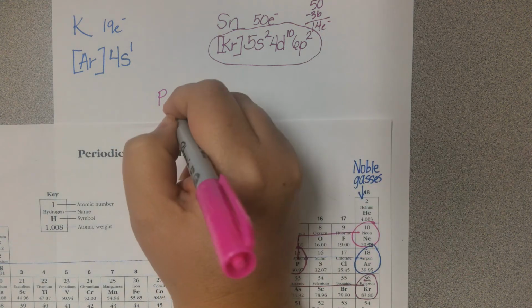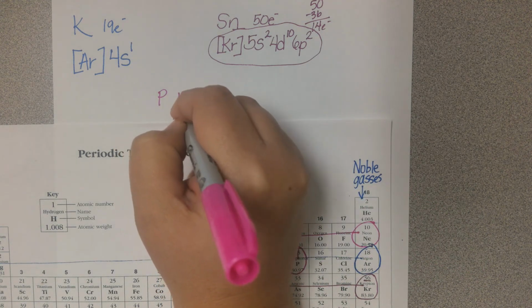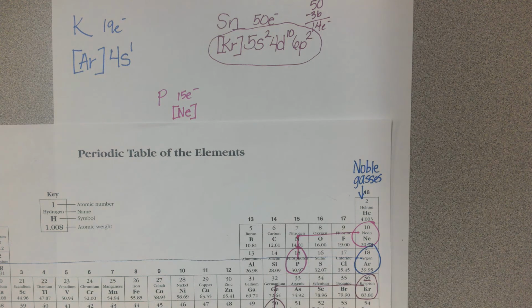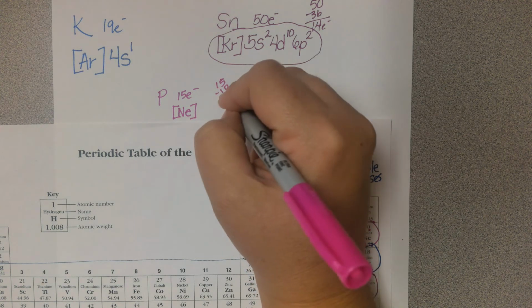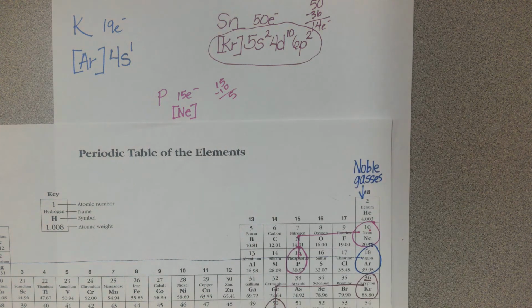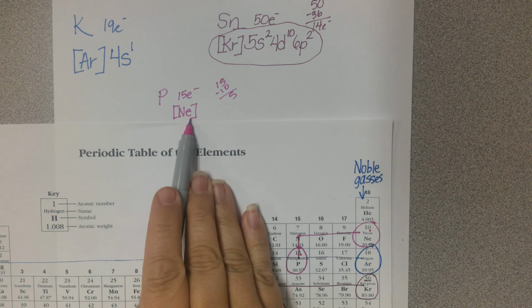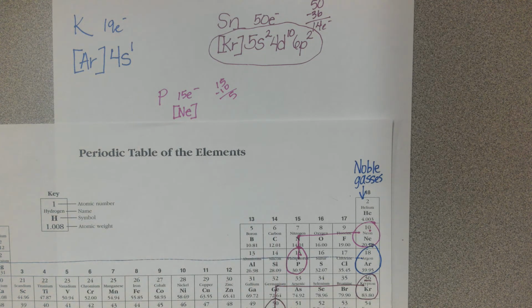So I know in my shorthand configuration for phosphorus, I'm going to start by putting the neon symbol in brackets. Now neon has 10 electrons. I need 15 to be phosphorus. And so what's the difference? Well, 15 minus 10 is 5. So in other words, I need 5 more electrons added onto this to represent phosphorus.